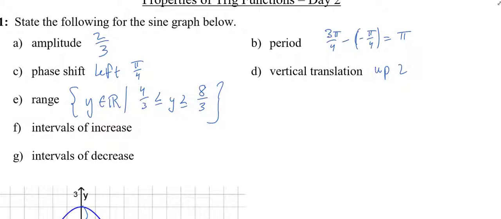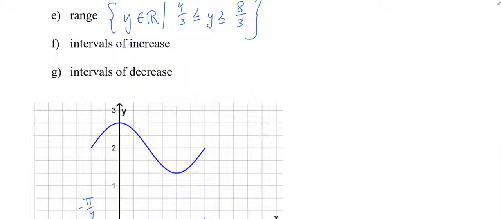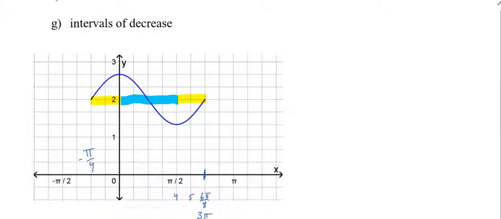And then interval of increase. So when I start here, am I increasing or decreasing? Increasing to there. And remember, we always go left to right. We write it as x's, but we're thinking about how the y's are changing. So at this point, the y's start getting smaller and smaller until they're at a minimum value, and then they get bigger again. But when we're talking intervals, we're talking about x values. So that's what I write.